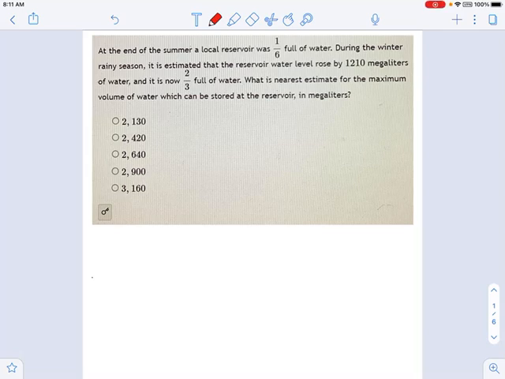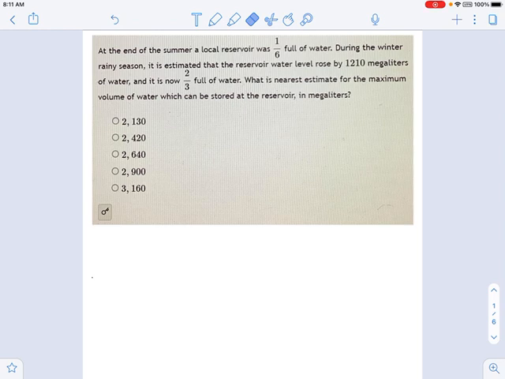We have here a reservoir that starts 1/6 full of water, okay? And then during the rainy season, it fills up more from either rain or runoff from the mountains or whatever, and now it's 2/3 full of water. And in this problem, I want to know what's the nearest estimate for how much water volume could be stored at the reservoir maximum. Like if it's overflowing the brim, how much water do we have in it?